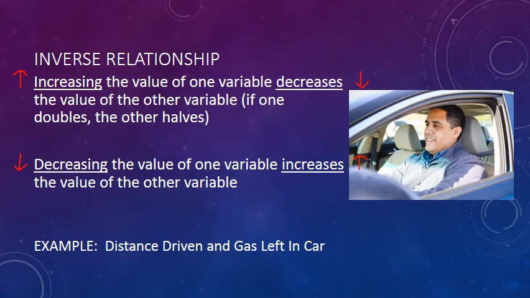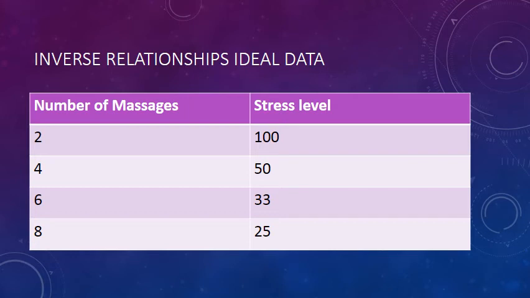So an example from real life of an inverse relationship is the distance you drive. As the distance you drive increases, the amount of gas left in your car decreases. So if we look at some ideal data indicating an inverse relationship, the two variables we're going to look at here are how the number of massages affects the stress level, the level of stress you have.